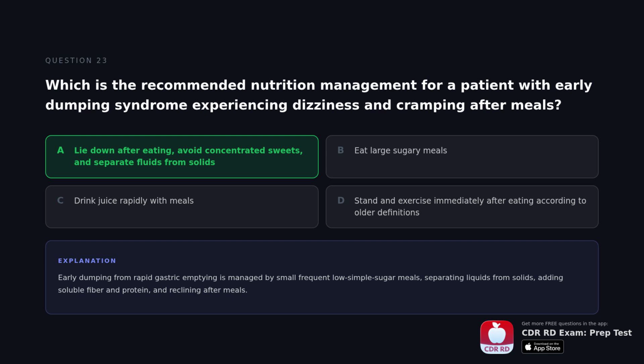The correct answer is, lie down after eating, avoid concentrated sweets, and separate fluids from solids. Early dumping from rapid gastric emptying is managed by small, frequent, low simple sugar meals, separating liquids from solids, adding soluble fiber and protein, and reclining after meals.